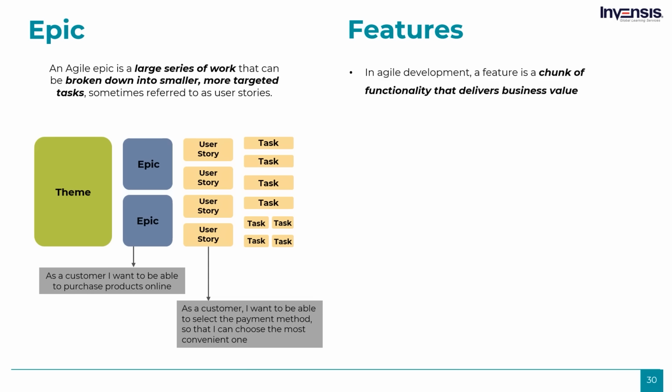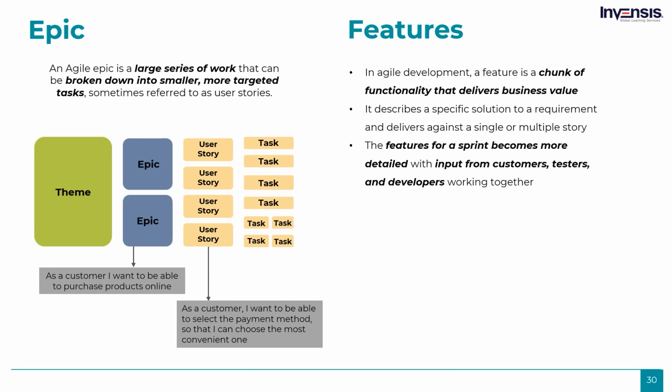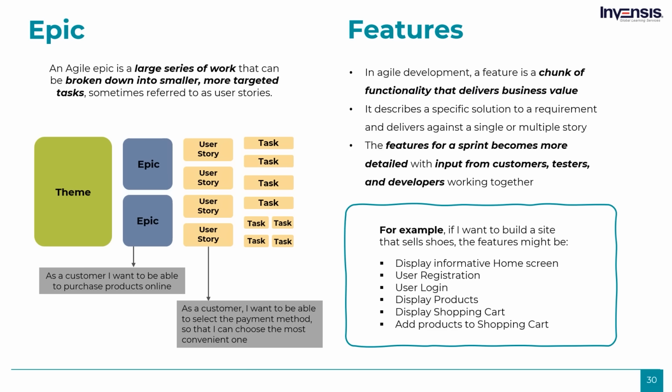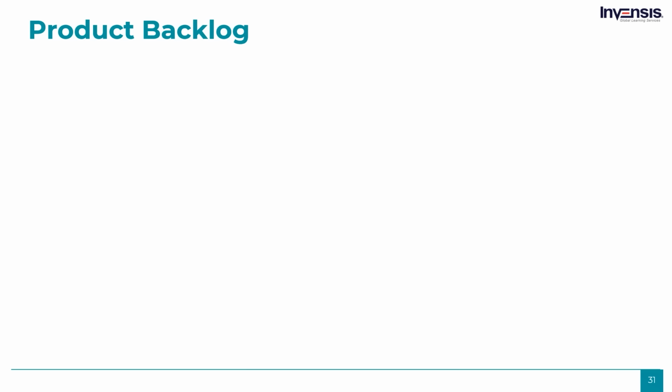Features. In Agile development, a feature is a chunk of functionality that delivers business value. Features can include additions or changes to existing functionality. The features for a sprint become more detailed with input from customers, testers, and developers working together. No feature is described in detail until it's prioritized for a sprint. For example, I want to build a site that sells shoes. My features might be display informative home screen, user registration, user login, display products, and others that you can see on the screen.